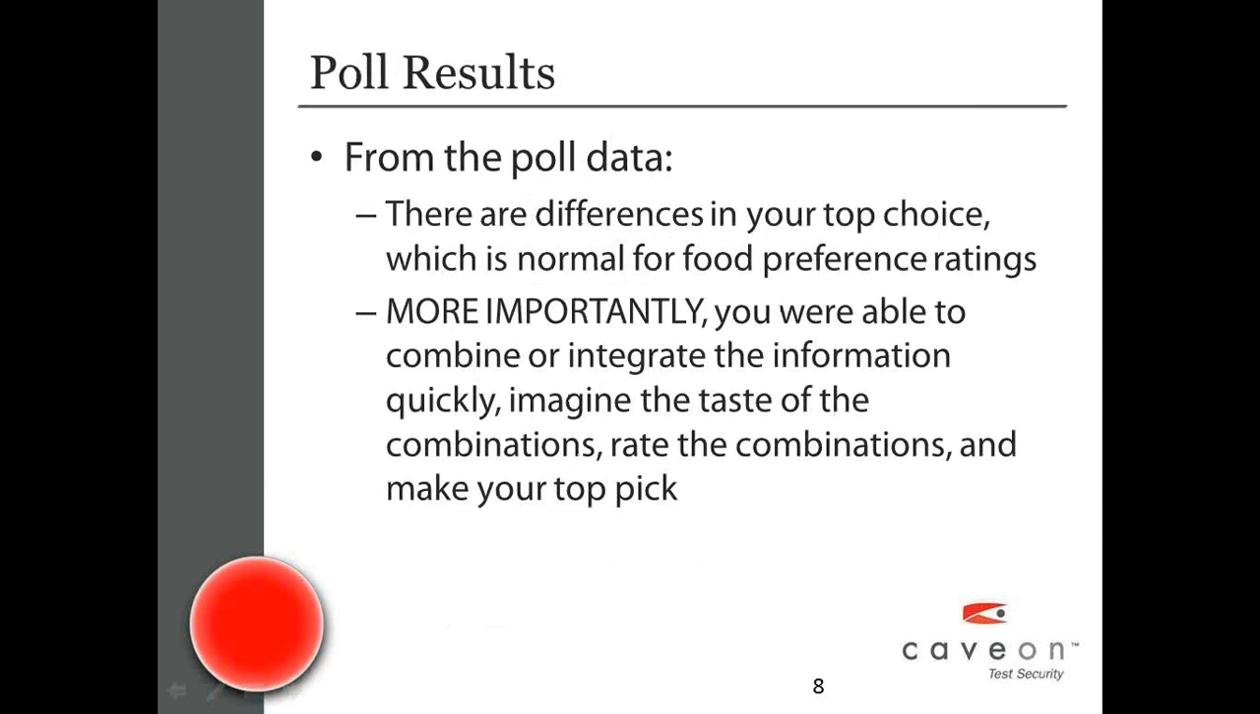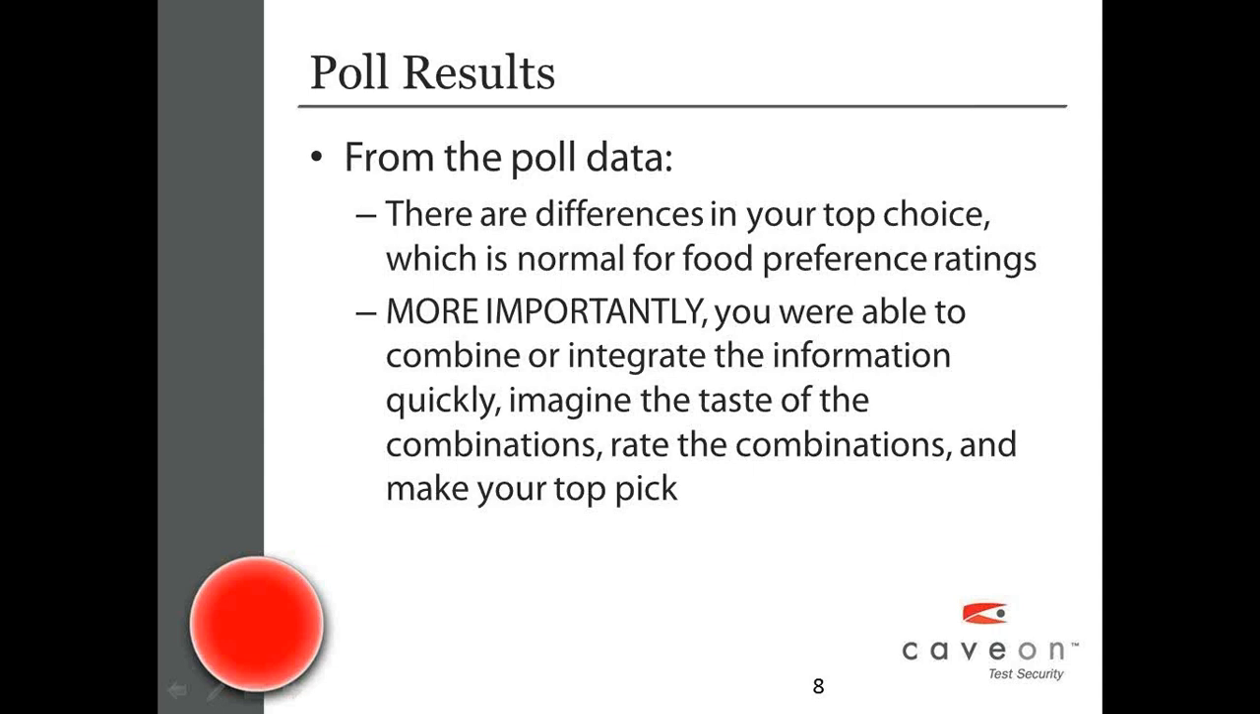So first of all, there are differences in your top choice, and we just went over those. This is normal for judgments of food preference. But more importantly, you were able to combine or integrate the information quickly, imagine the taste of the combinations, rate the combinations, and then make your top pick. This is the basic fundamental task within information integration theory, the ability to integrate different sources and create a combined judgment, and is critical for the whole theory to operate well.